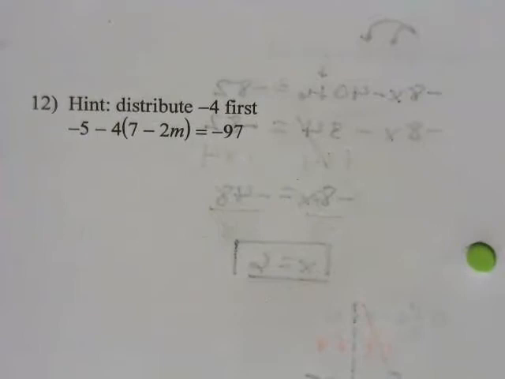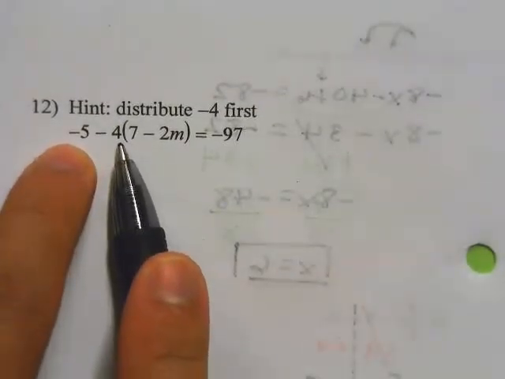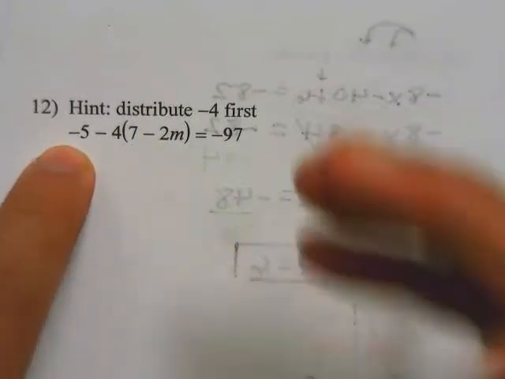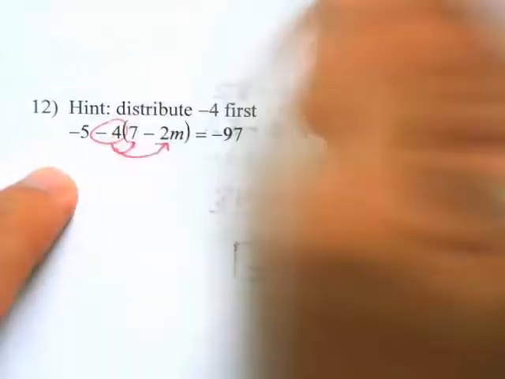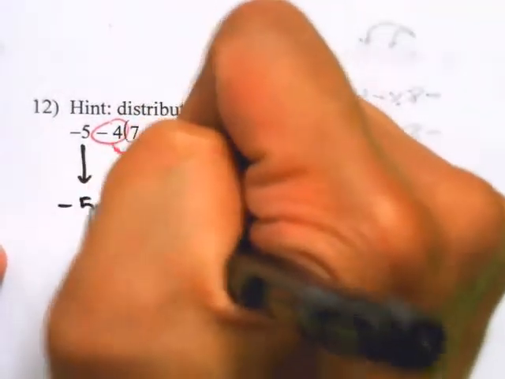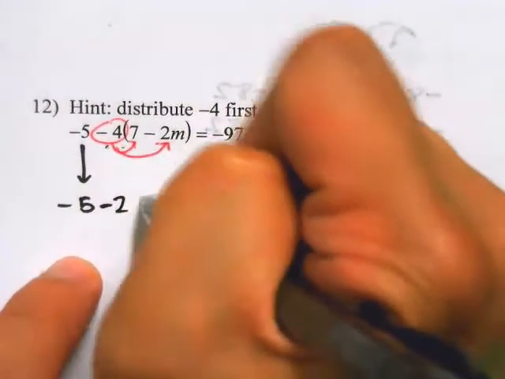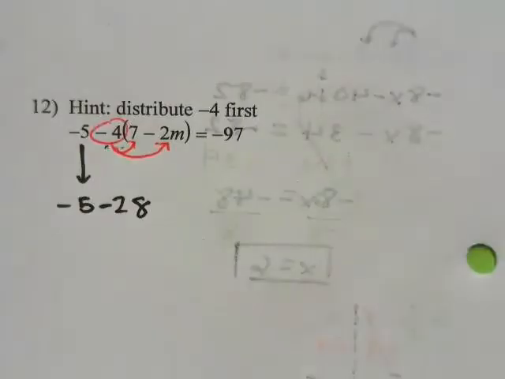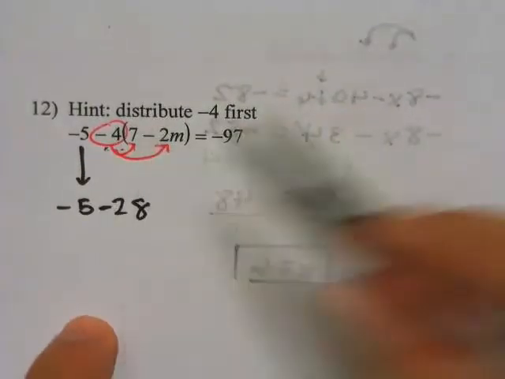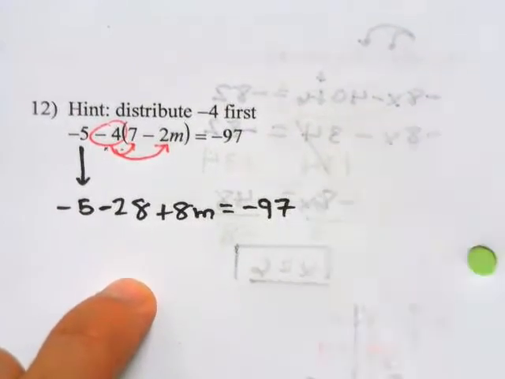Distribute the -4 first. It's really tempting to do the -5 minus 4, but remember the multiplication in your PEMDAS is going to be a little bit stronger. So I'm going to circle the -4 and make sure that I distribute that to these two terms over here. I'm going to drop down the -5. -4 times +7 is -28. -4 times -2m is +8m. So please be careful with that.